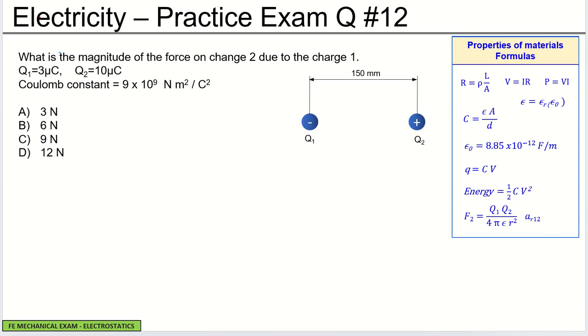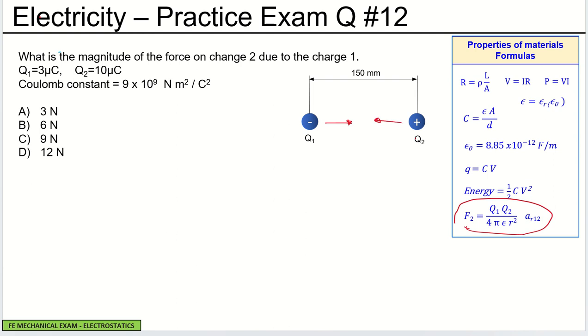The force related to these two charges is given by this formula underneath: F2 equals Q1 Q2 divided by 4 pi permittivity times the distance squared. And R12 is a vector, so we are not going to take it into account because they ask only for the magnitude. We know that because one charge is negative and the other is positive, they are going to attract each other.